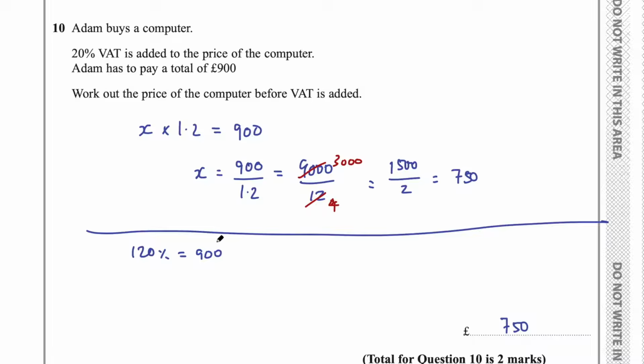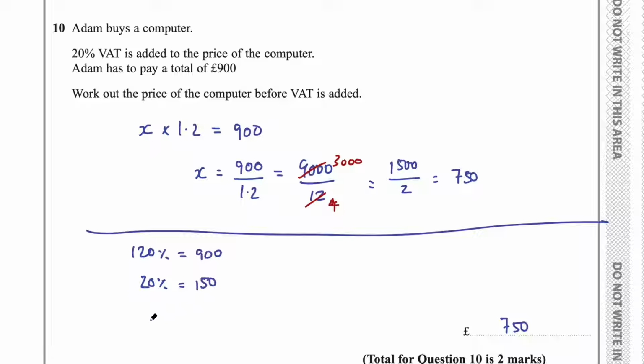So you could divide by 6. So if I divide 120 by 6, I get to 20%. And then you need to think about 90. 90 divided by 6. Well, I know 60 divided by 6 would be 10. And then 30 divided by 6 would be 5. So that's going to be 15. Therefore, 900 divided by 6 will be 150.